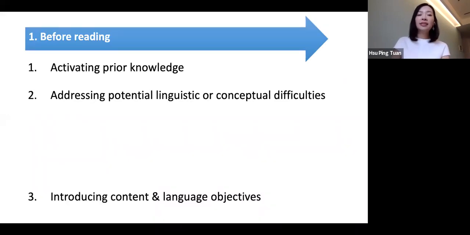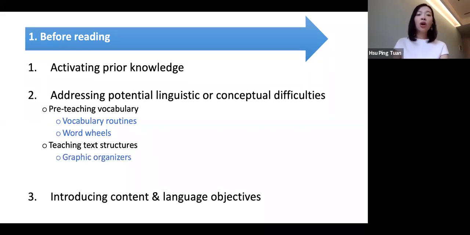So we finished discussing how to prepare students for potential linguistic or conceptual difficulties. We can either pre-teach vocabulary with vocabulary routines or word wheels, or we can teach them text structures with graphic organizers, or we can introduce them to reading strategies with the 4 steps that I introduced. Now we can move on to the last activity for the before reading stage. And personally, I think this is the most important one.